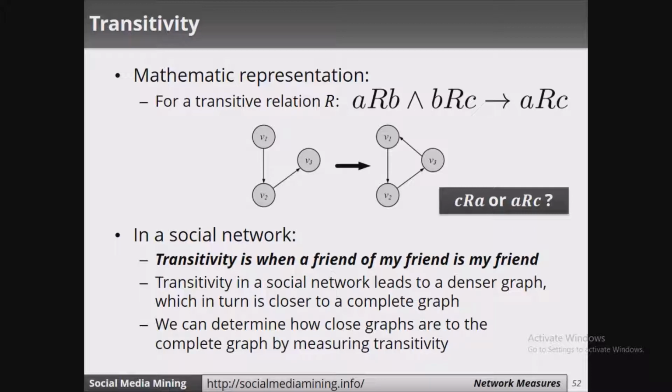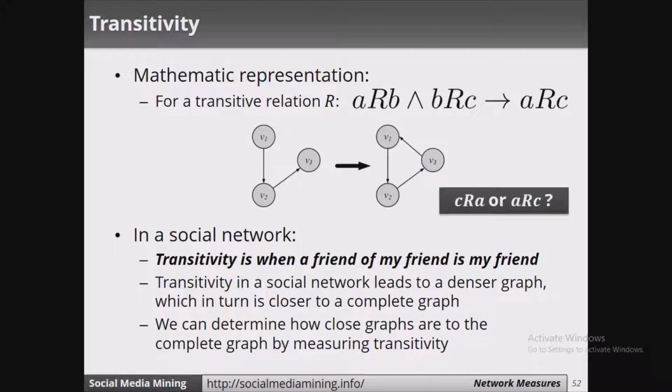You can see in the graph, when V1 is connected to V2 and V2 is connected to V3, hence V3 is connected to V1. Is this true always? That is what we are trying to find out. Okay, is there a transitivity?